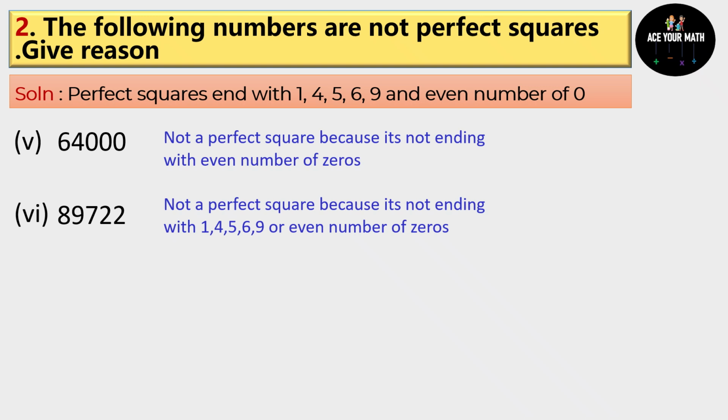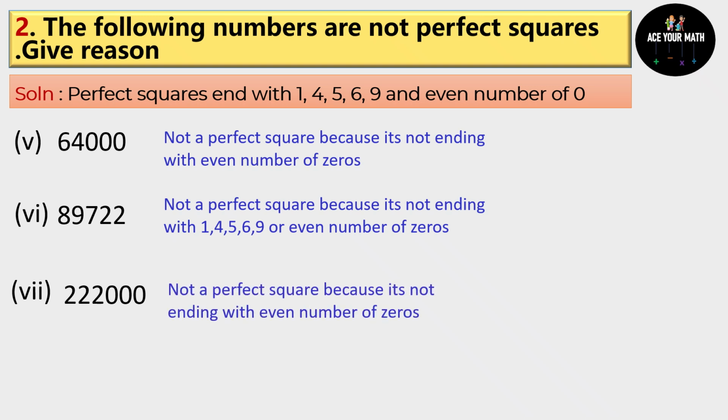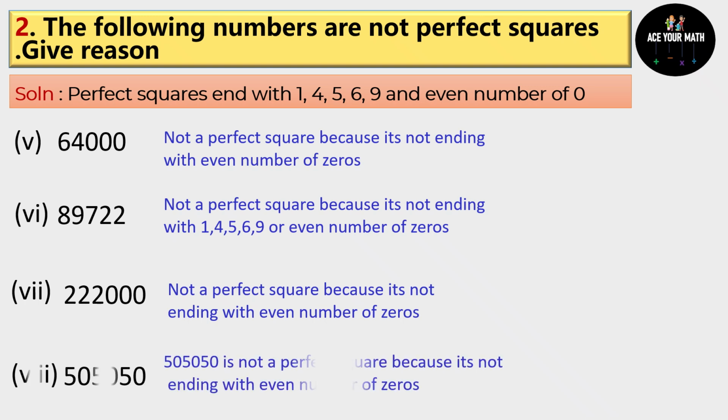Now look at the next part. It is 89722. It is also not a perfect square because it is not ending with 1, 4, 5, 6, 9 or even number of zeros. Now next is 222 followed by zeros. It is also not a perfect square because it is ending with 3 zeros, which is not an even number. Okay, so the reason is again the same. Now the last part is 505050. It is ending with 0, but it is a single 0. There is no even number of zeros, so it is also not a perfect square.